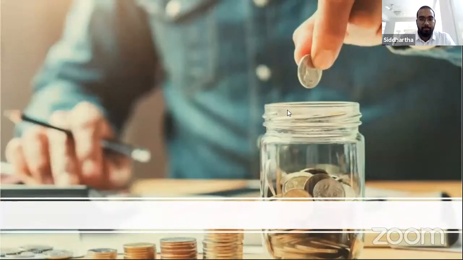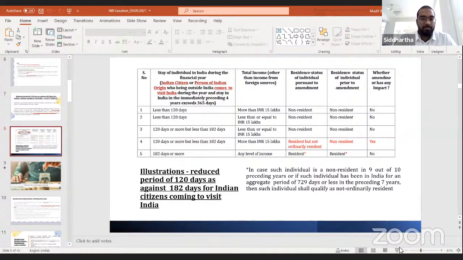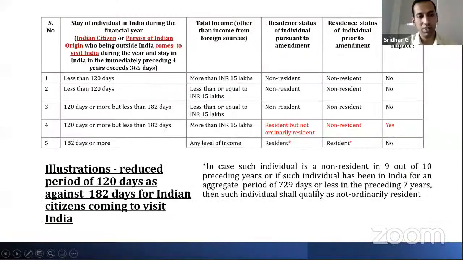Next slide. Previous one. Siddharth, do you have any illustrations for this? Because I'm unable to understand this. Can you help me by explaining with examples?